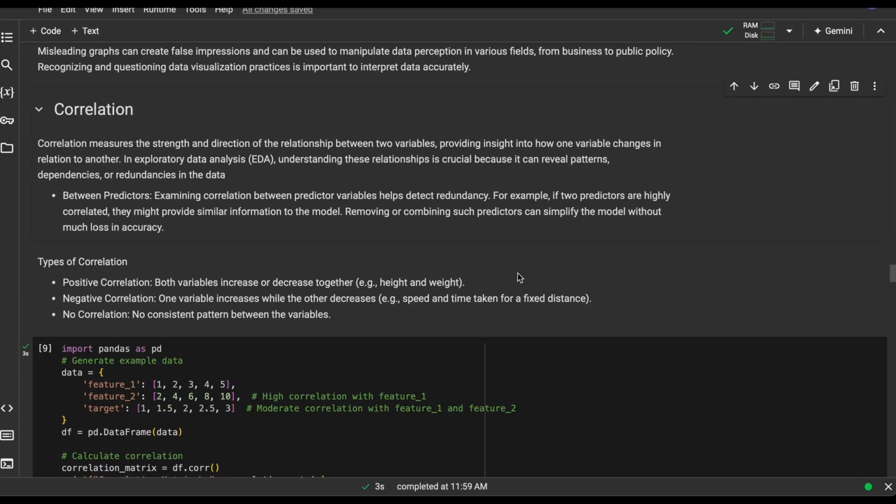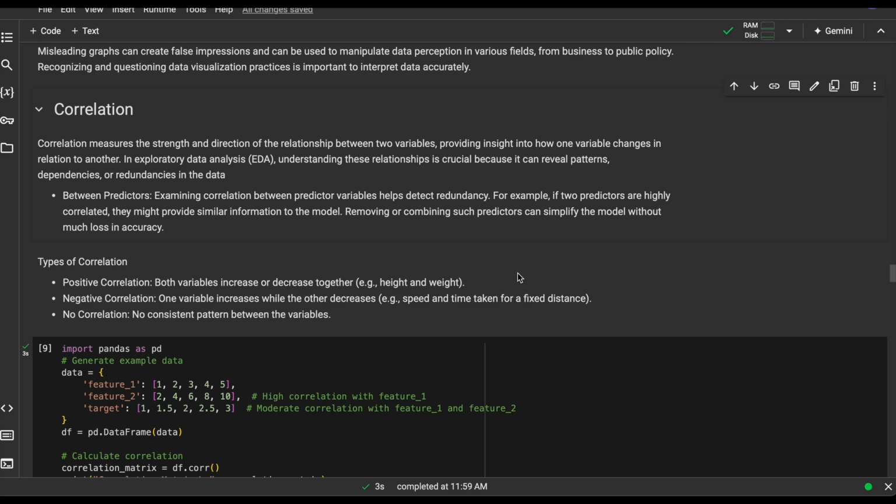Correlation is a statistical method that measures the direction and strength of the relation between two variables. Understanding correlation is useful for analyzing data and creating features for machine learning predictions. For example, positive correlation means both variables increase or decrease together. A classic example is the relation between height and weight. As height increases, weight tends to increase as well.